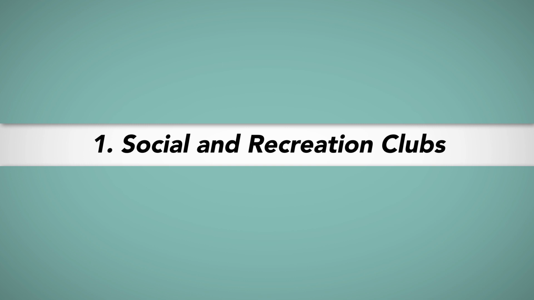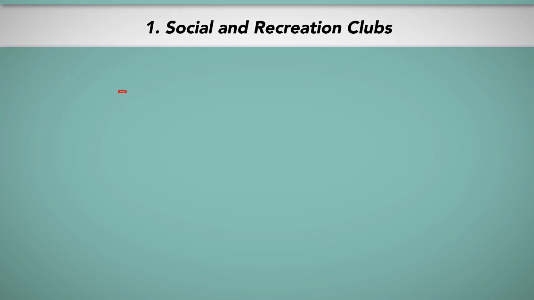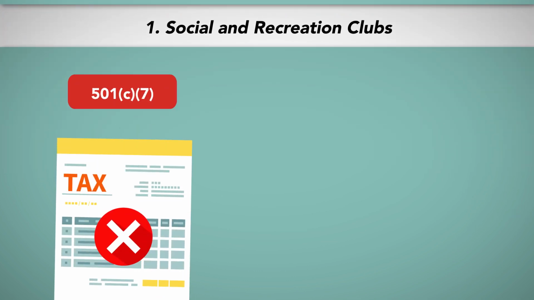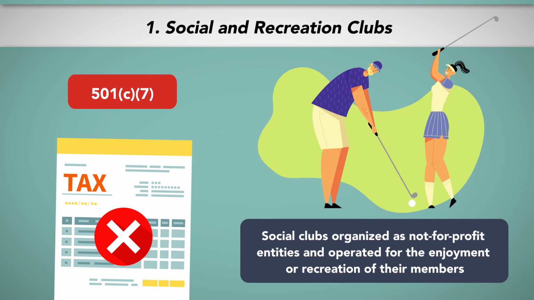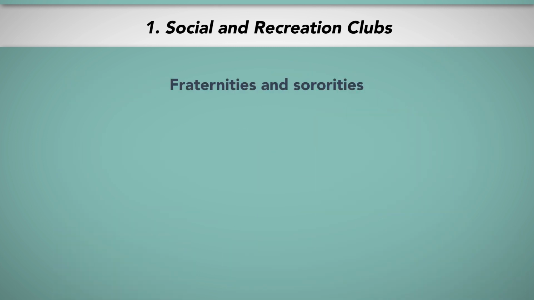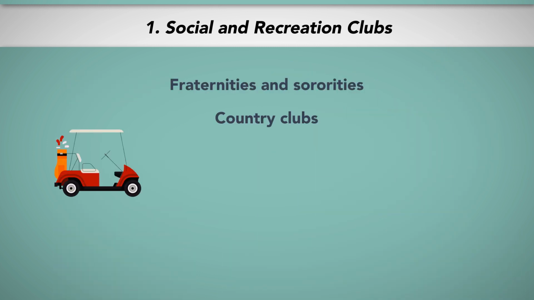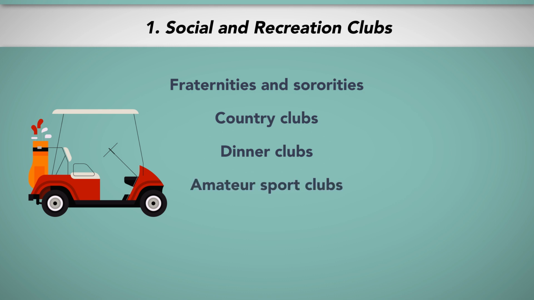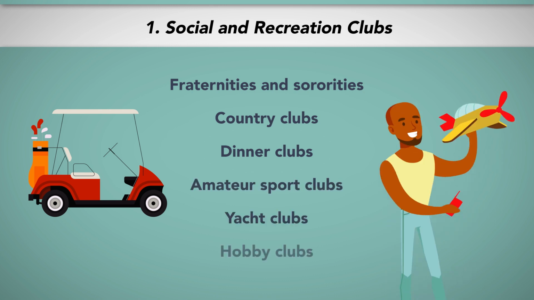1. Social and recreation clubs. Section 501c7 grants tax-exempt status to some social clubs organized as not-for-profit entities and operated for the enjoyment or recreation of their members. These can include fraternities and sororities, country clubs, dinner clubs, amateur sport clubs, yacht clubs, and hobby clubs.